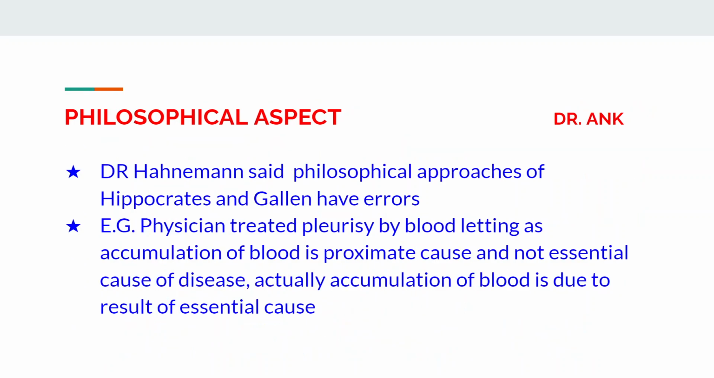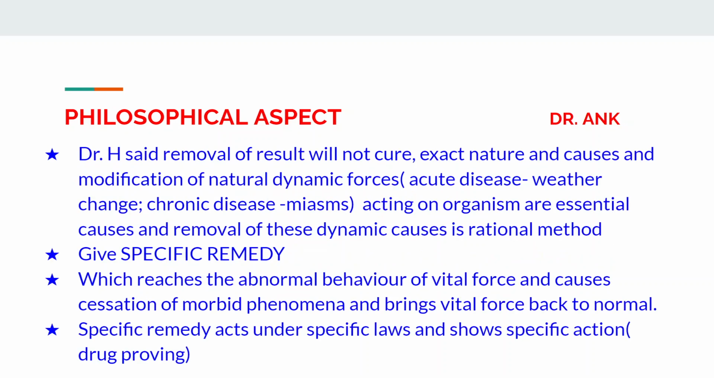Dr. Hahnemann said the philosophical approaches of Hippocrates and Galen have errors. For example, a physician treated pleurisy by bloodletting, as accumulation of blood is the proximate cause and not the essential cause of disease. But actually the accumulation of blood is a result of the essential cause. Dr. Hahnemann said removal of the result will not cure.